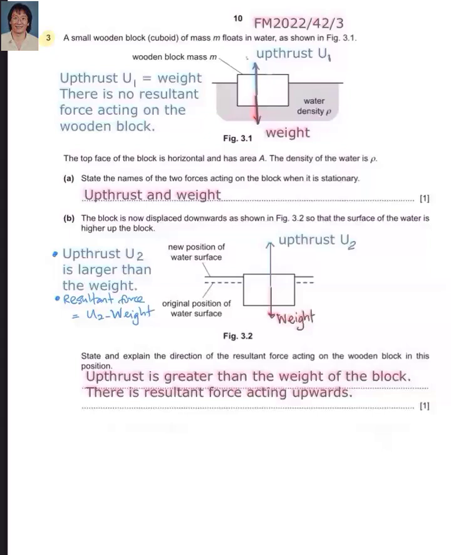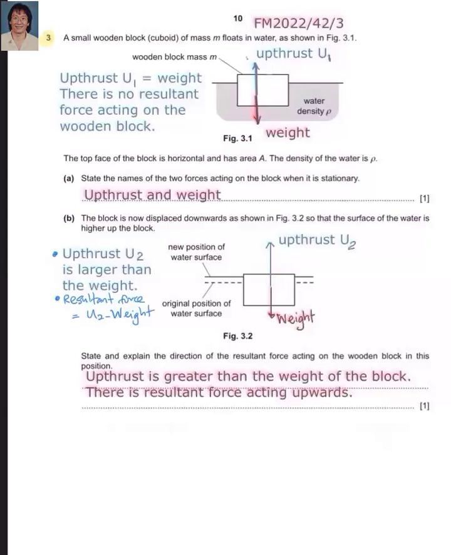The top face of the block is horizontal and has area A. The density of the water is rho. State the names of two forces acting on the block when it is stationary. The two forces acting on the block are upthrust and the weight. The upthrust is the same as the weight of the water displaced by the wooden block.